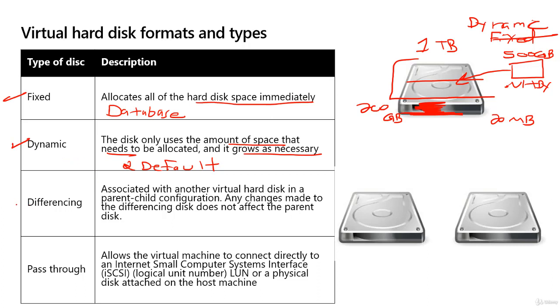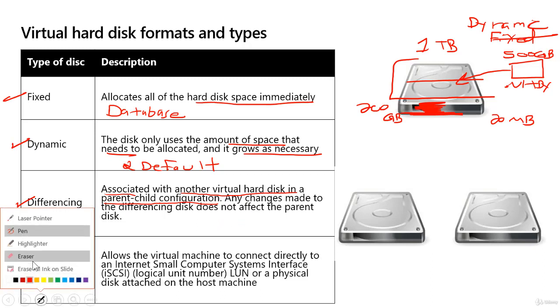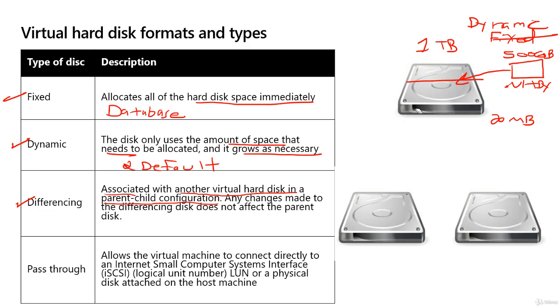Now, a differencing disk, that is a little different. No pun intended. I have a disk that is associated with another virtual hard disk in a parent-child configuration. Any changes made are actually written to the differencing disk, not the parent. Now, what we mean by that, I'm going to clear off all my ink here, or much of it. So we'll just clean that up a bit.